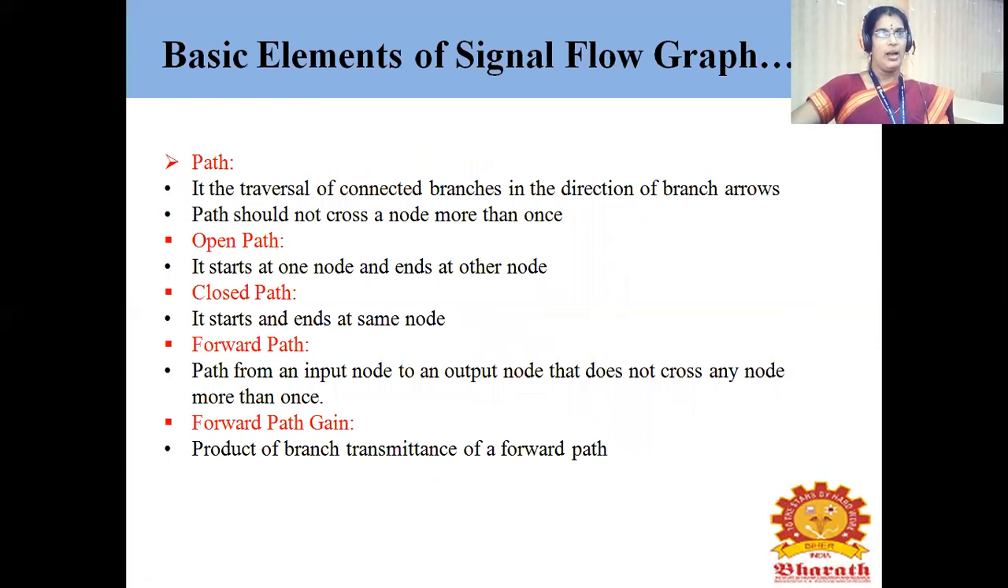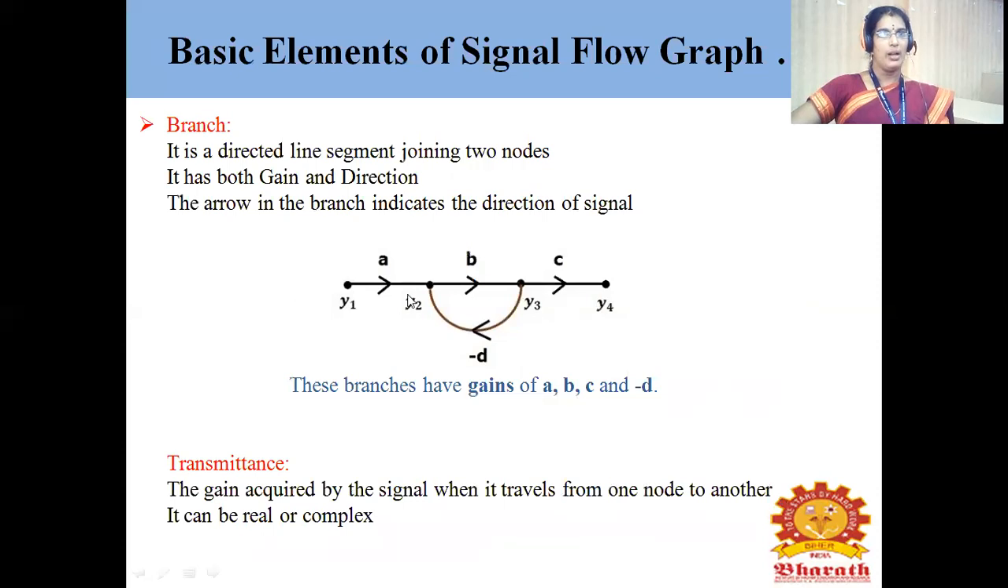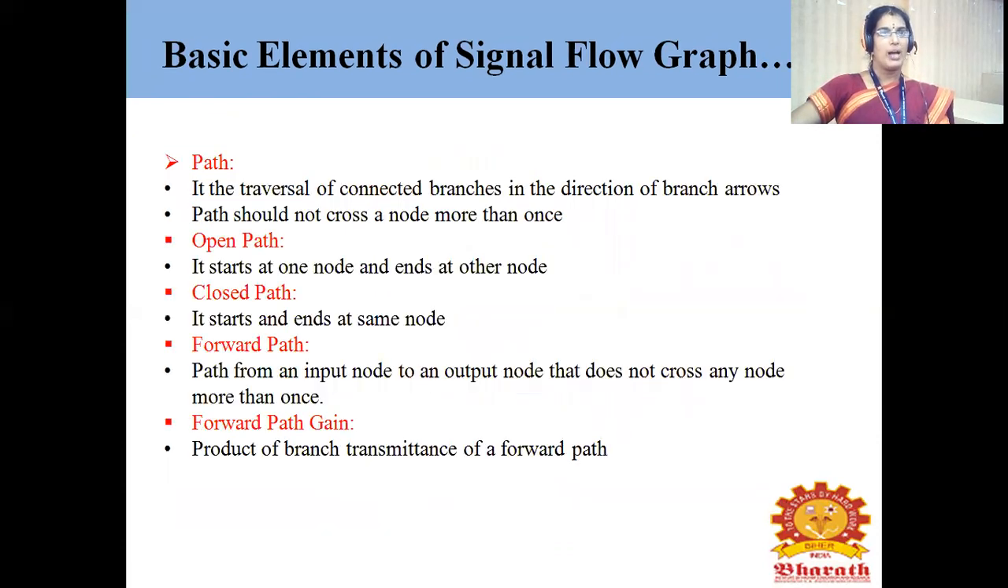Next term is path. It is a traversal of connecting branches in the direction of the branch arrows. A path should not cross a node more than once. In the previous example, if you take node Y2, it starts from here, moves and reaches node Y3, and again returns back to Y2. This is not considered a path because the starting and ending node is the same, Y2. That's what they are saying: a path should not cross a node more than once.